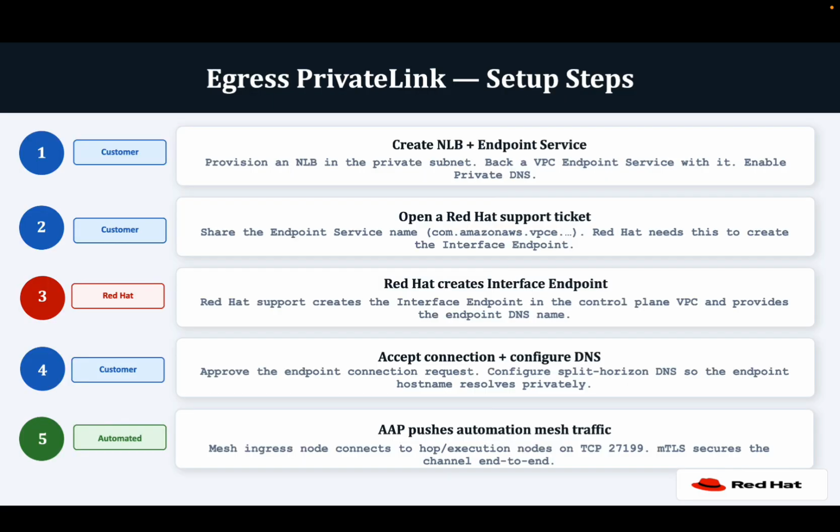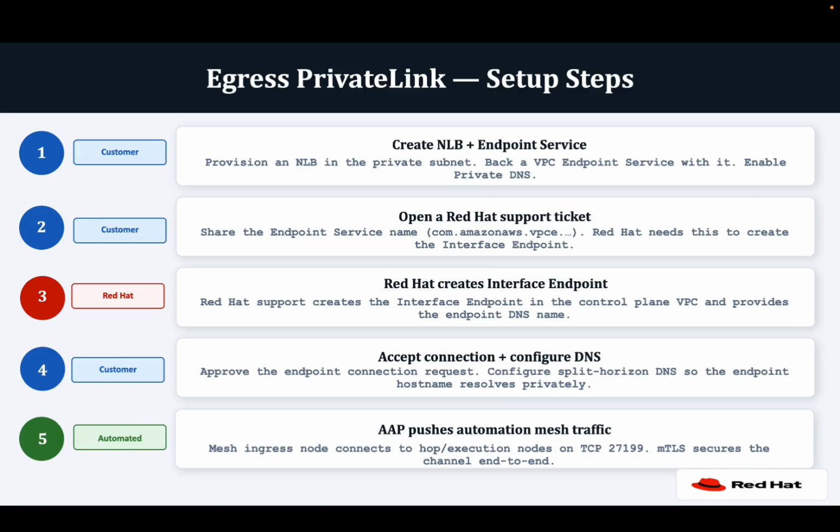So now the setup process. On the customer side, the customer needs to provision an NLB in private subnets, create a VPC endpoint service backed by the NLB, and enable the private DNS. And then they need to share the following information through a Red Hat support ticket: endpoint service name, AWS account ID, and the AWS region.